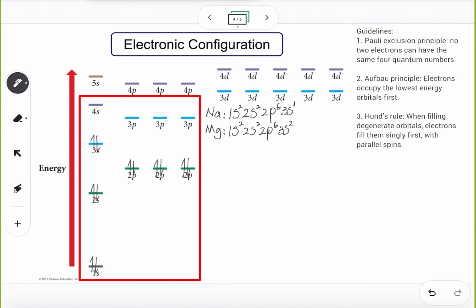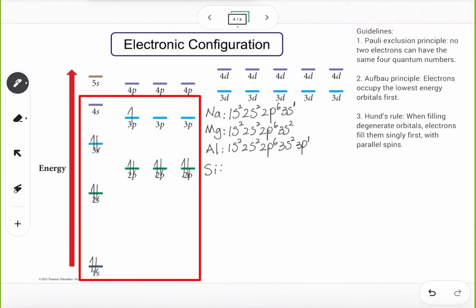Next element, aluminum, and in this case, the 13th electron should be on the 3p orbital. So for aluminum, it would be 1s2, 2s2, 2p6, 3s2, 3p1.